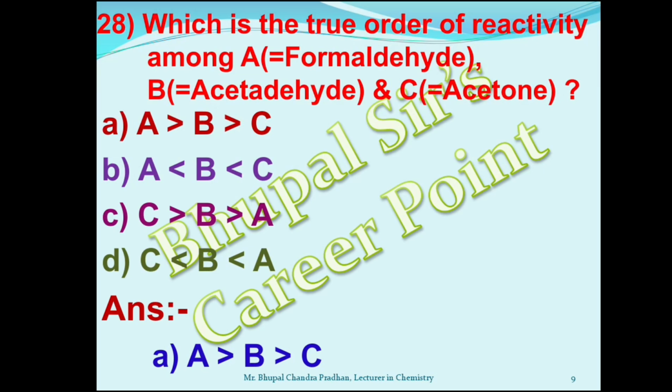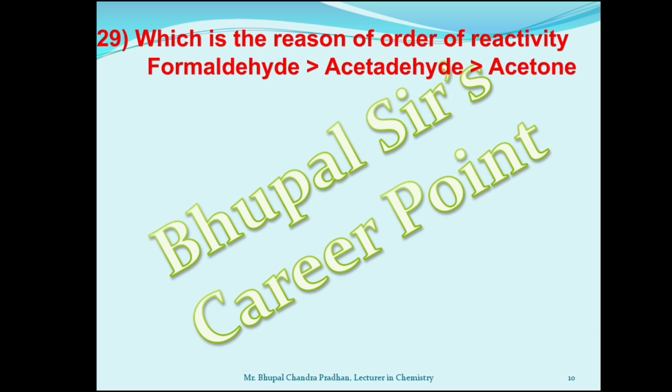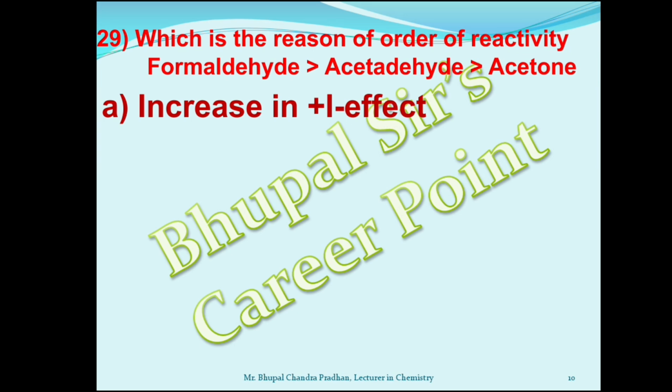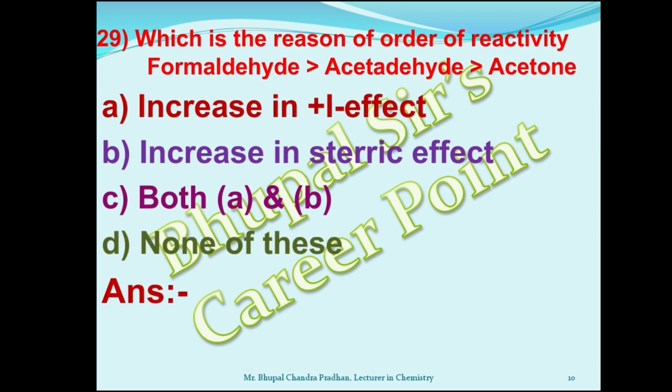Now, let us come for the next question of the session. That is question number 29. Which is the reason for the order of reactivity? Formaldehyde greater than acetaldehyde greater than acetone. Which is the reason for the decrease in reactivity from formaldehyde to acetone? Option A, increase in plus I effect. Option B, increase in steric effect. Option C, both A and B. Option D, none of these. Students try to give the correct answer.